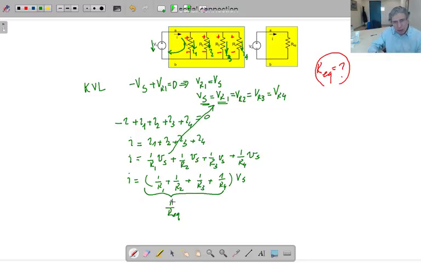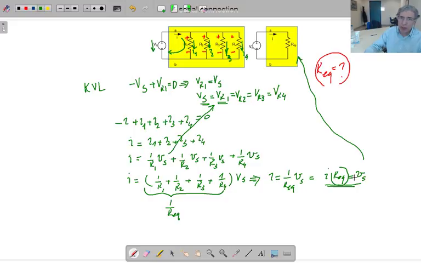So if I write it in this form now, I is 1 over R equivalent Vs. That means I times R equivalent is equal to Vs. That is the definition relation of a resistor of which resistance value is this, isn't it? So this resistor is this Vs, R equivalent, and then this current is this, isn't it?